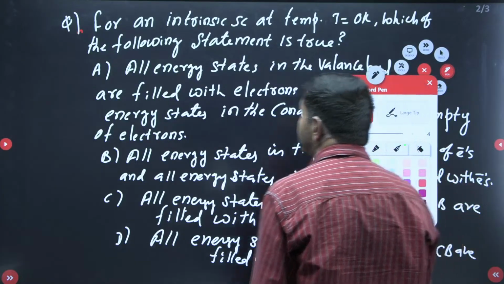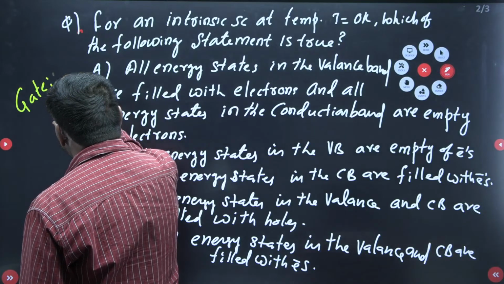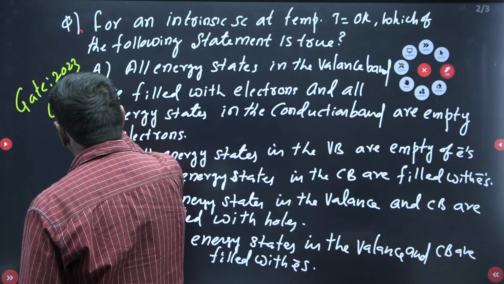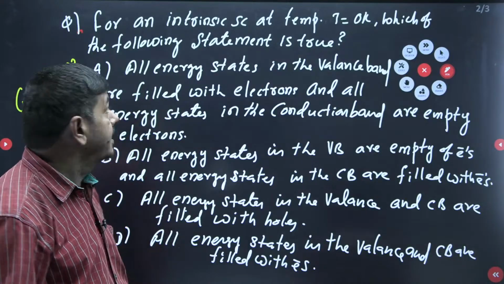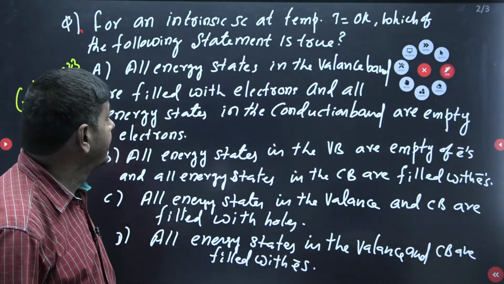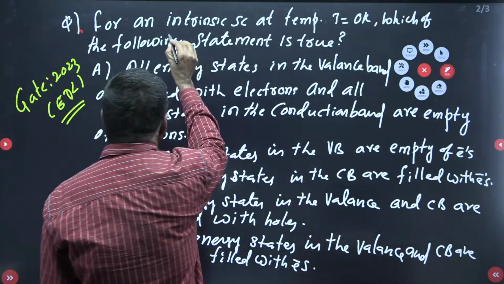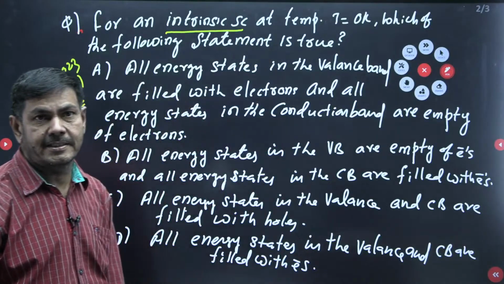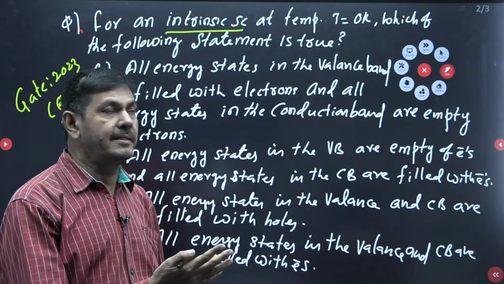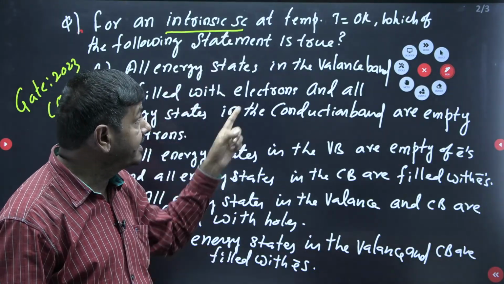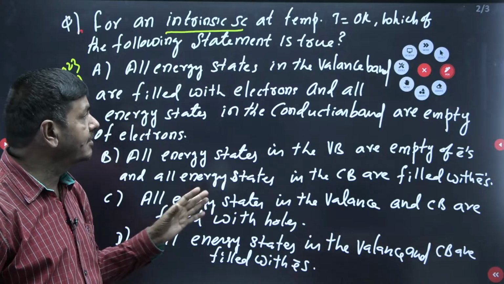This question was also asked in GATE 2023 in EDC. For an intrinsic semiconductor at temperature T equal to 0 Kelvin, you know very well intrinsic semiconductor means a pure type of semiconductor. That means no doping is made, at that time I can call it an intrinsic semiconductor. At T equal to 0 Kelvin, which of the following statements is true? That is our question.